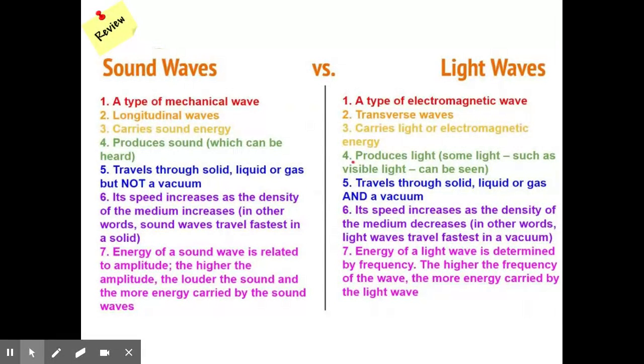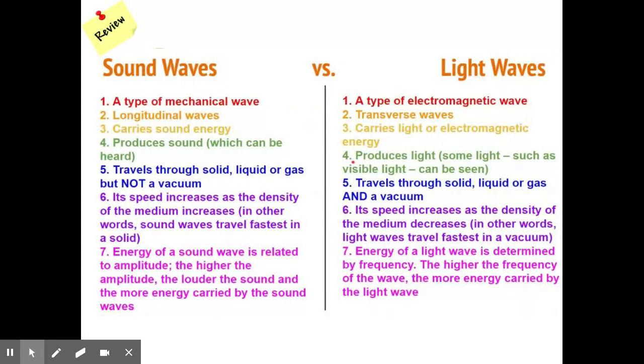Light waves are a type of electromagnetic waves, which means that they can travel through solid, liquid, gas, and vacuum. They are transverse waves. They carry light and electromagnetic energy. They produce light. They travel through solid, liquid, or gas and a vacuum.